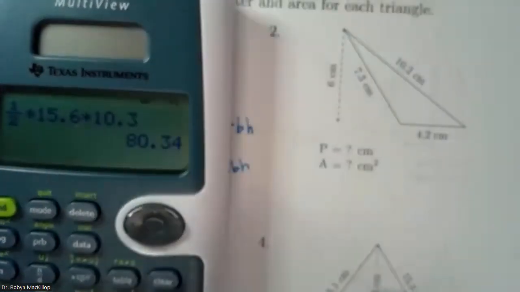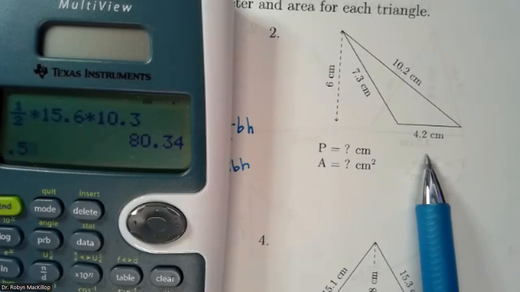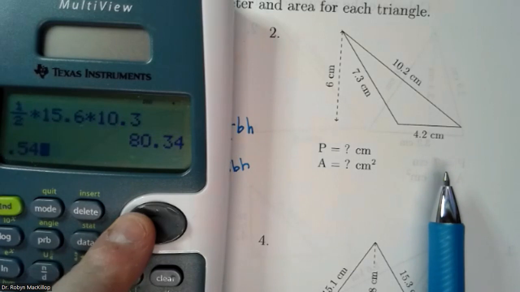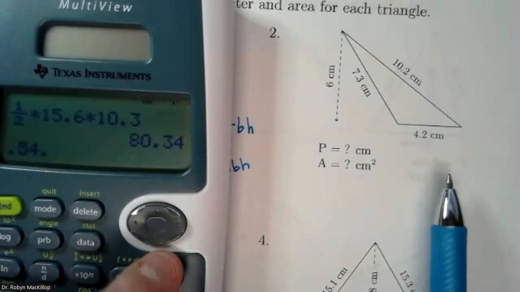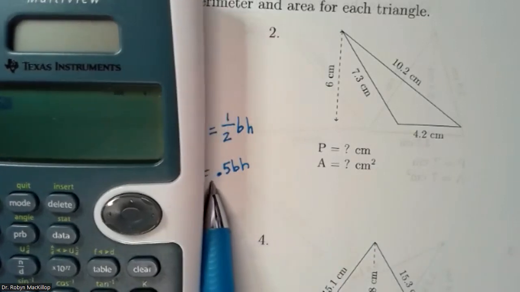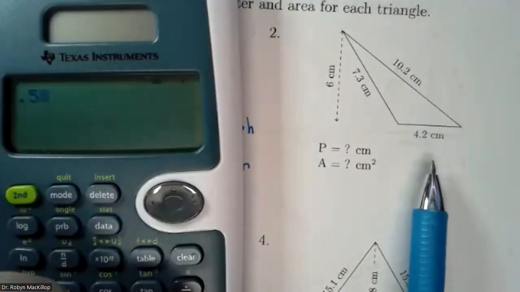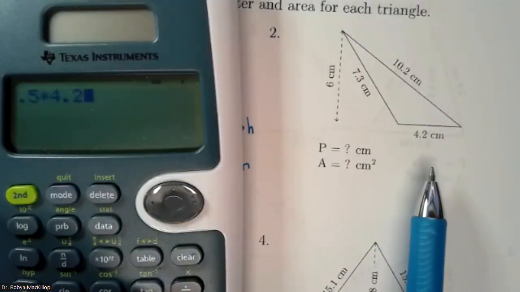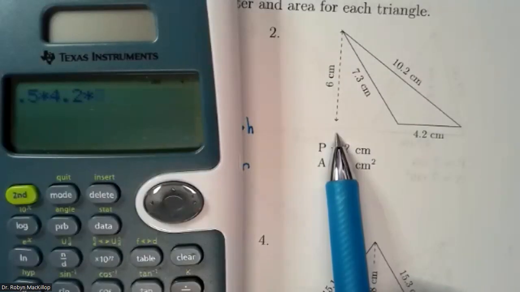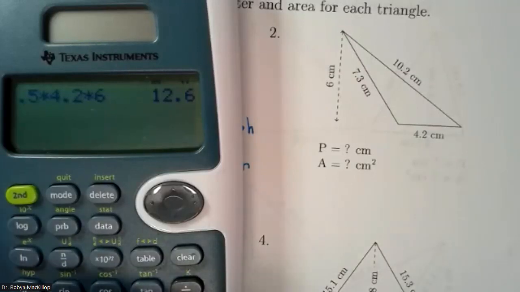And then we're just going to punch that back into our calculator. Let me clear this, it's blurry. All right, so we're going to hit 0.5 times the base, 4.2. Oops, I didn't do that right. Let me clear that. 0.5 for the 1/2. And then times base, and then times the height here, which is 6. 12.6 is the area.